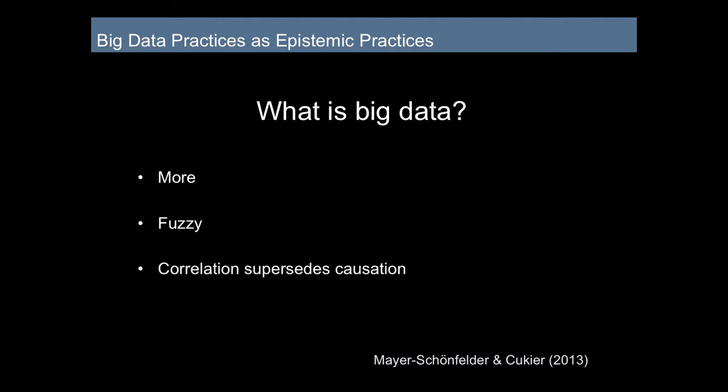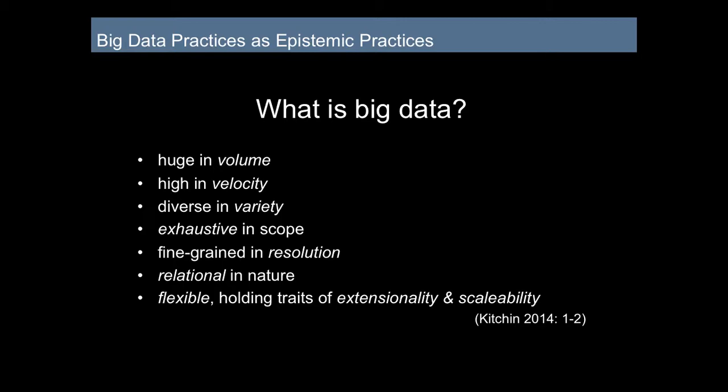So let us talk a little bit about what big data is. In the quite famous book by Mayer-Schönberger and Cukier, they define big data through three terms. It's more data, it's fuzzy data, and they have this claim that correlation supersedes causation, which of course is much contested, and I'm not going to go into the details of this right now. A more nuanced description of what big data is has been provided by Rob Kitchin. He writes, big data is huge in volume, high in velocity, diverse in variety, exhaustive in scope, fine-grained in resolution, relational in nature, and flexible, holding traits both of extensionality and scalability.